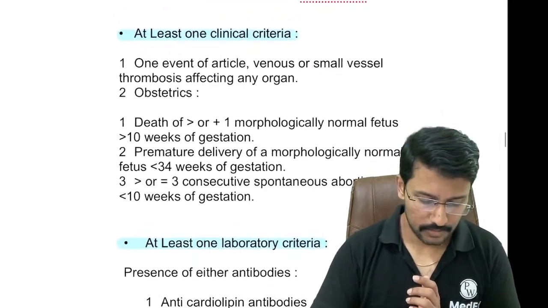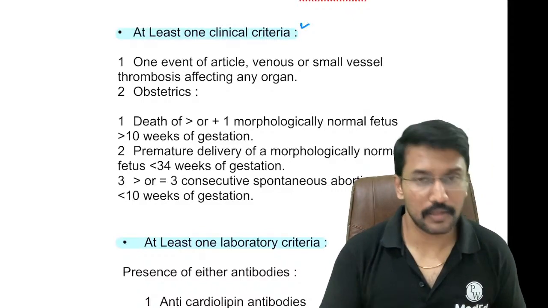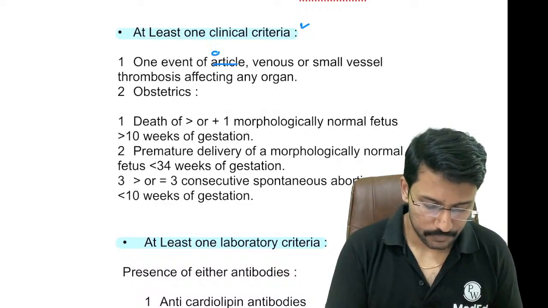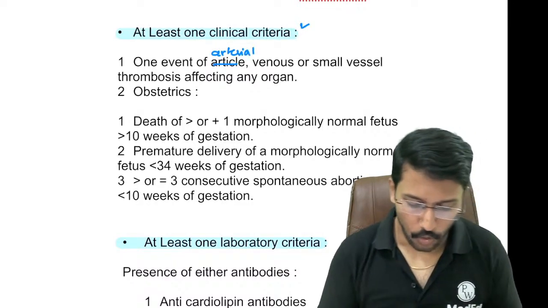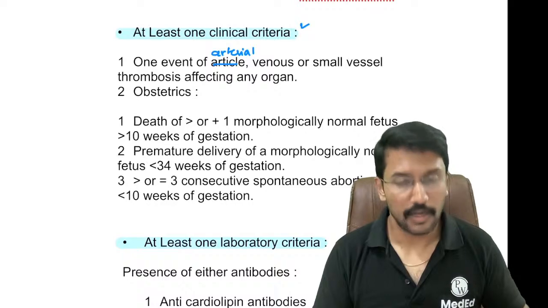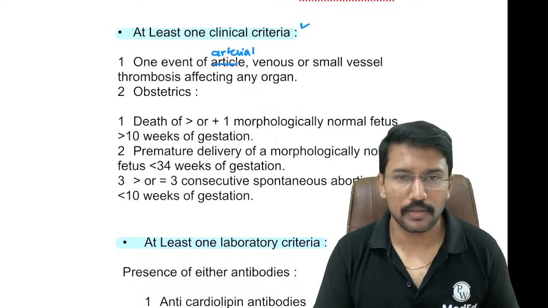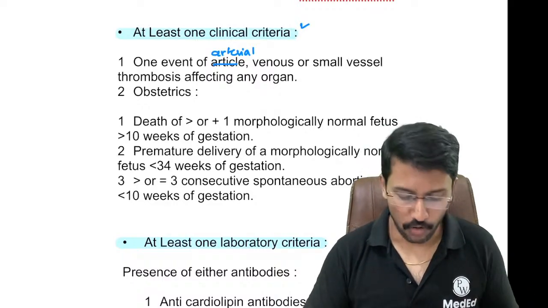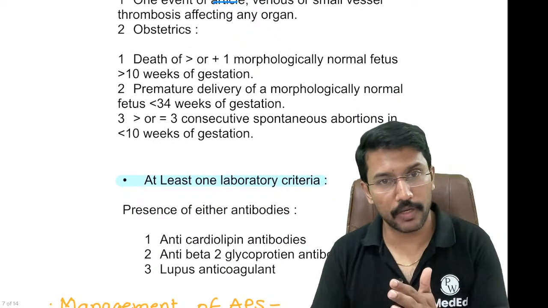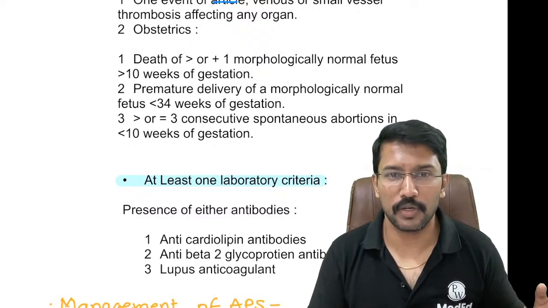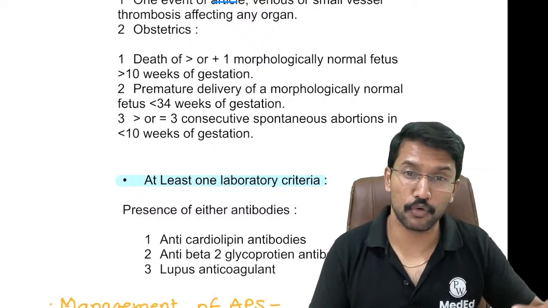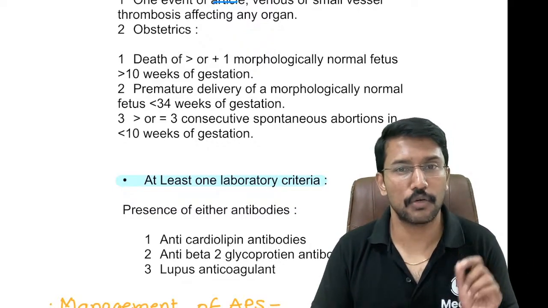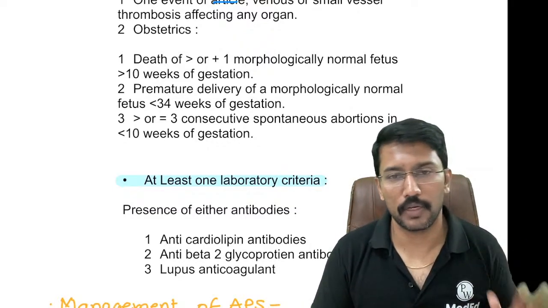What are the clinical criteria? One of the clinical criteria should be present, and that includes at least one event of arterial or venous or small vessel thrombosis affecting any organ, or obstetric parameter, that is death of one or more than one morphologically normal fetus after 10 weeks of gestation, or premature delivery of a morphologically normal fetus before 34 weeks of gestation, right? Or 3 or more than 3 consecutive spontaneous abortions before 10 weeks of gestation.